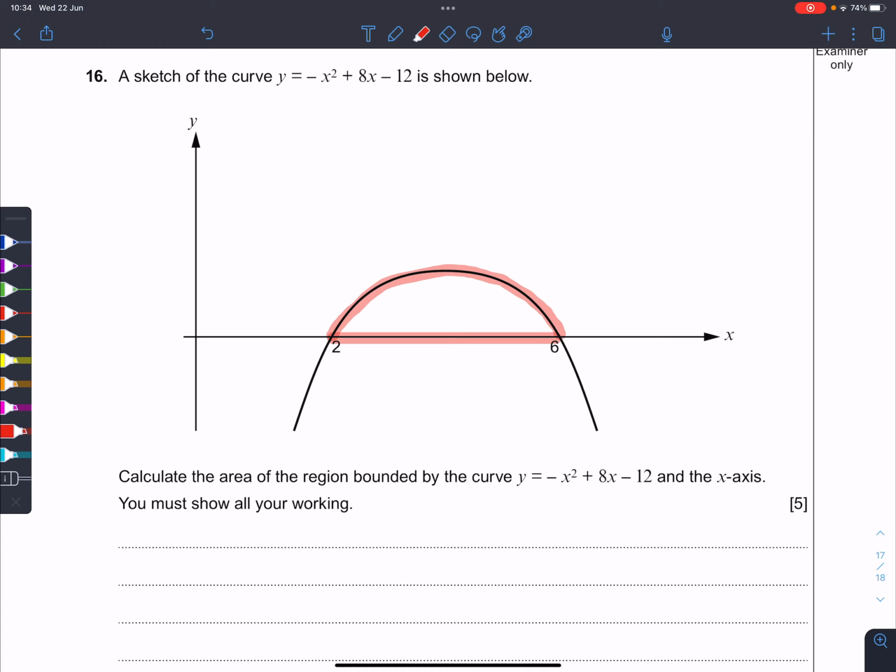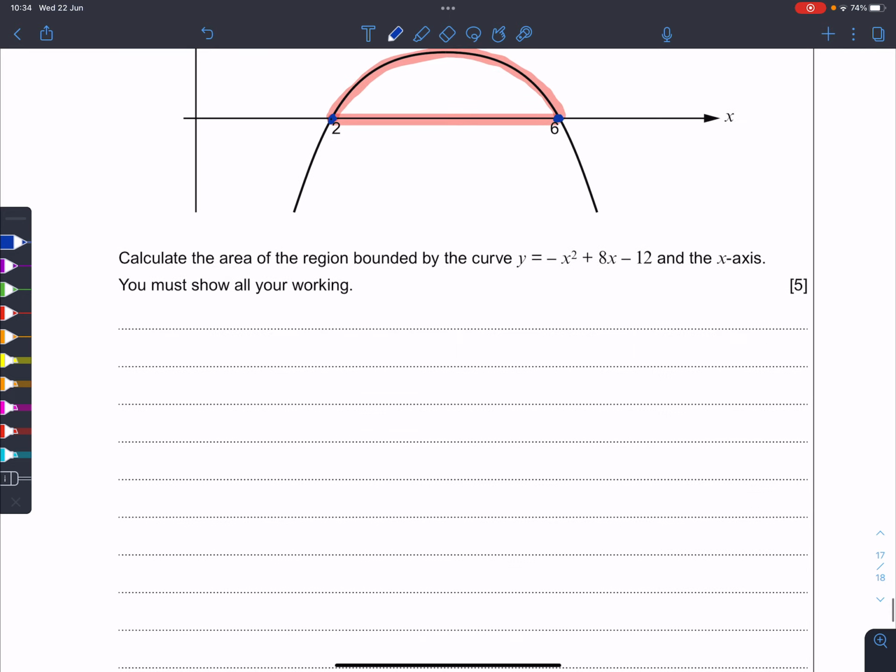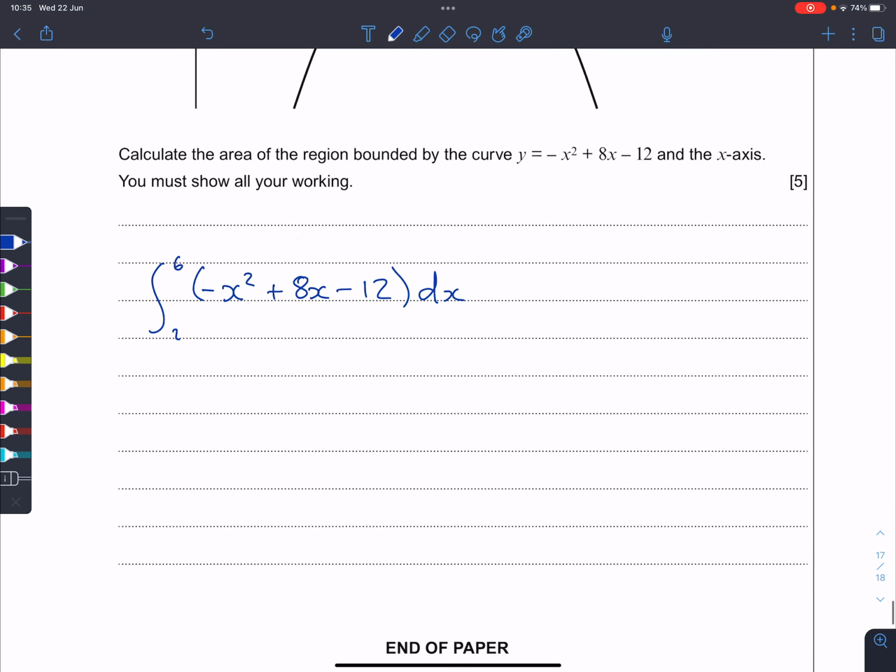Now, in order to find that area, I need to integrate. And I integrate between the 2 and the 6. And that will tell me the area. We often say the area underneath the curve, but it is in fact the area bounded between the curve and the x-axis. So I'm going to integrate between 2 and 6. And my expression is negative x squared plus 8x minus 12. And we're going to integrate with respect to x.